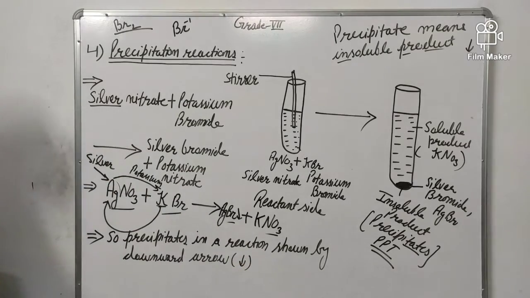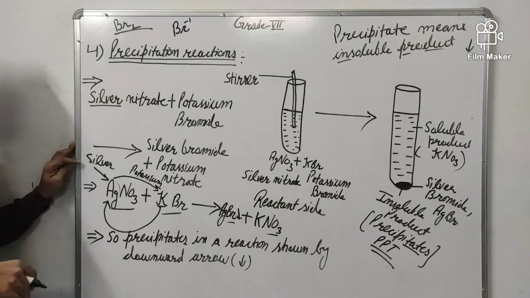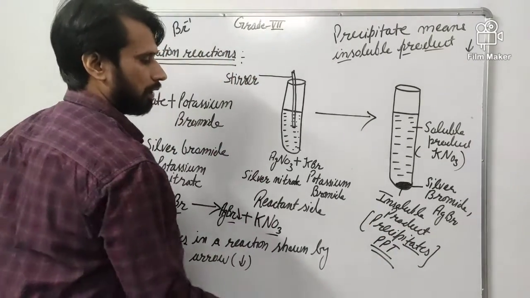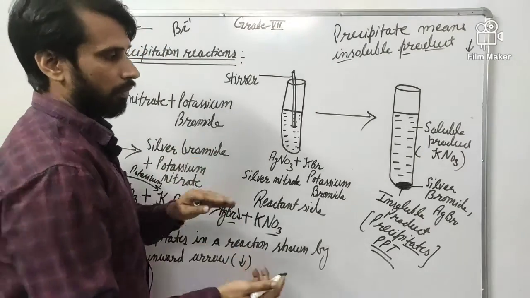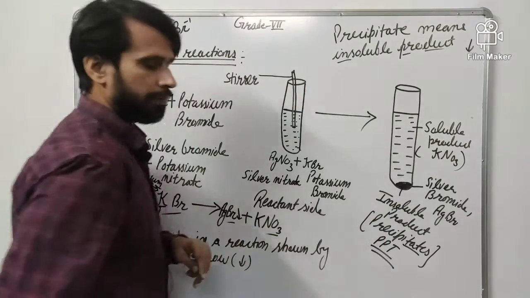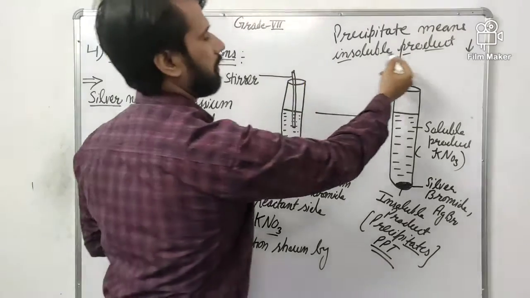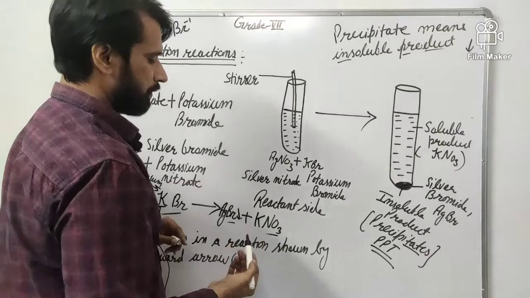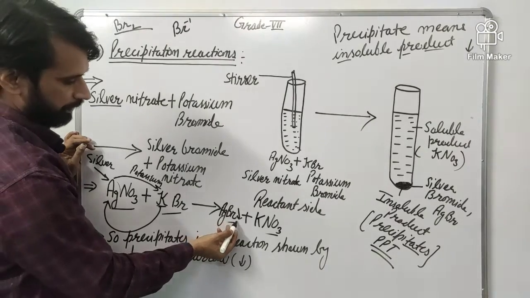In any chemical reaction, if you see a downward arrow on the product side, it means they are insoluble products, and insoluble products are called precipitates, short form PPT. Insoluble products settle down at the bottom like this. So this is an example of a precipitation reaction. Again, precipitate means insoluble product, and in a chemical reaction any product which forms PPT is represented by a downward arrow.